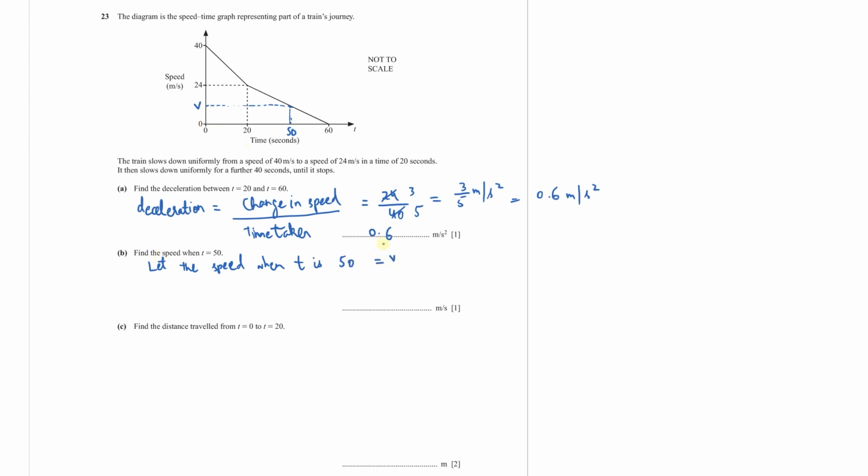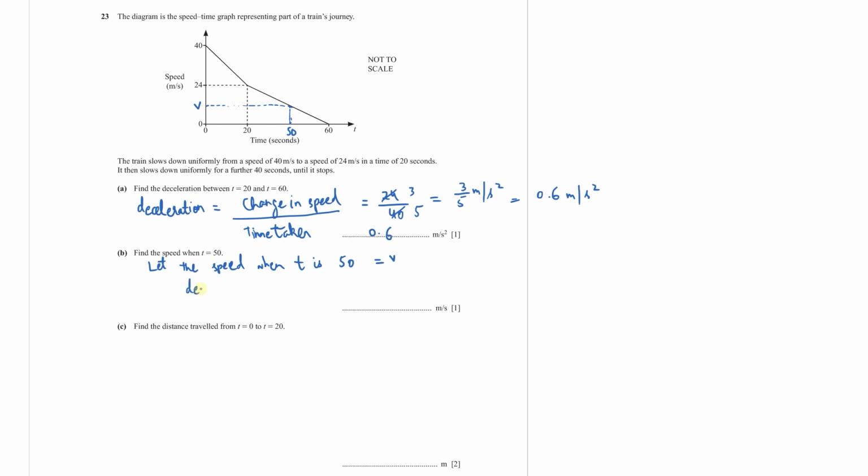So now, since we already know the deceleration and we know it's constant throughout because this is a straight line, I can use this v to calculate the deceleration and equate it with the deceleration that we calculated in the previous part. So if I use this v, the change in speed is from v to 0.